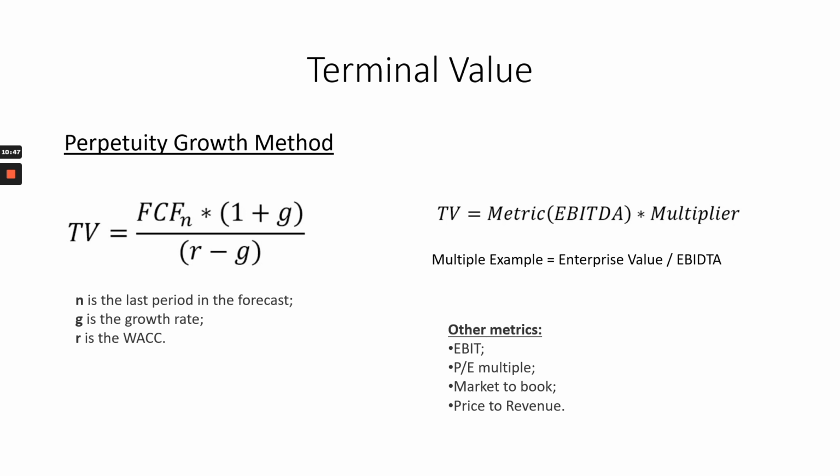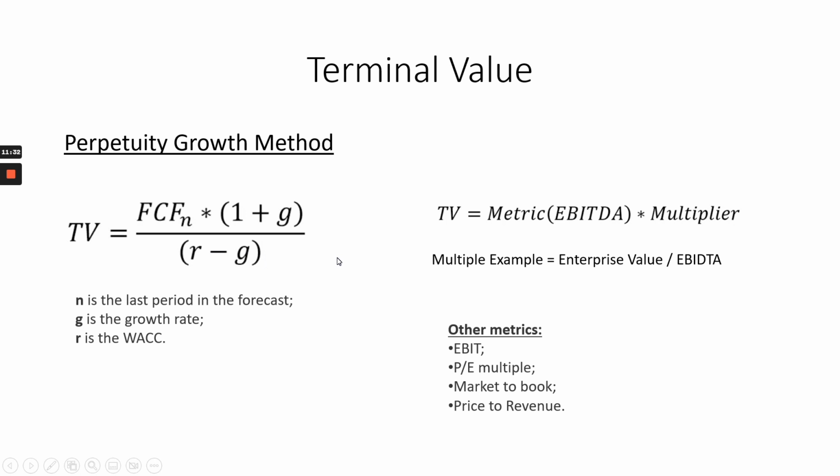In fact, it assumes that the company will continue to grow at a constant rate, and that the return on capital will exceed the cost of capital. Hence, this would be applied for mature companies with a stable growth rate. So basically, the formula would be: we take the free cash flow at year N, which is the last period of the forecast, in our case 5 years, times 1 plus the growth rate, divided by the WACC minus the growth rate.